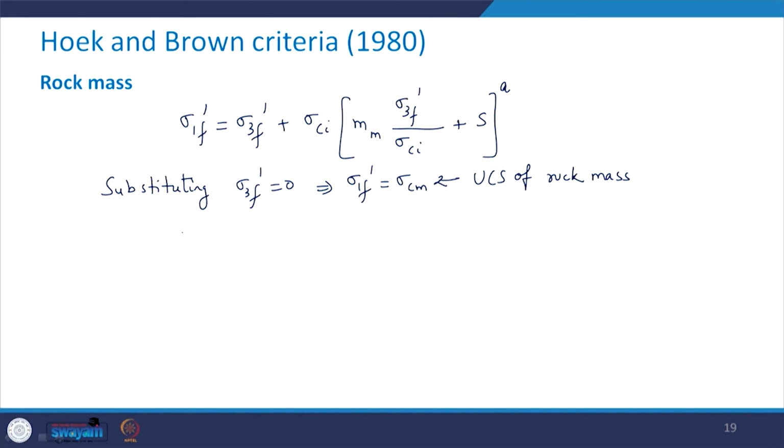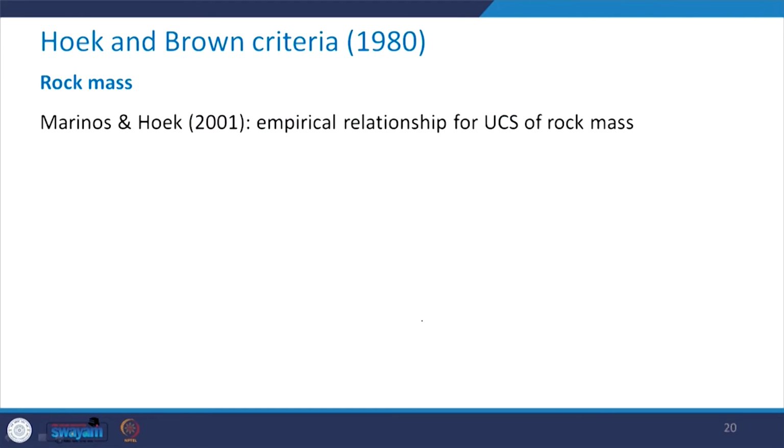So this is what is going to be sigma cm. This term will become equal to 0 and this term will also become equal to 0. So ultimately you are going to get sigma ci s to the power a, and we know this sigma ci is UCS of the intact rock.